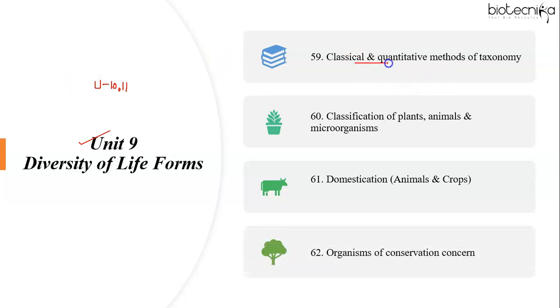From classical and quantitative methods of taxonomy, you need to focus on the phenetic system and the cladistic method of taxonomy. Then classification of plants, animals and microorganisms. This is a very important topic from this unit. Every year questions do come on classification, either plant classification or animal classification or classification of fungi.